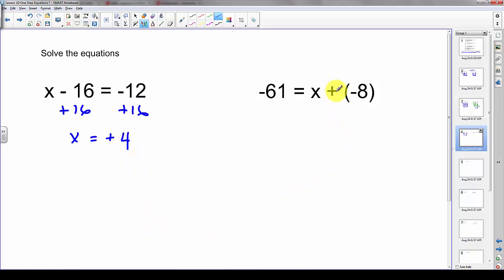In this case, I'm adding a negative 8. I like to think of it once again as subtracting an 8. So I'm rewriting the equation, and now I will do the opposite of subtracting 8, or add 8 to both sides. So in this case, I have a negative 61 and a positive 8. I keep the sign of the bigger number, which is a negative, and then I subtract the two numbers. So 61 minus 8 is negative 53.